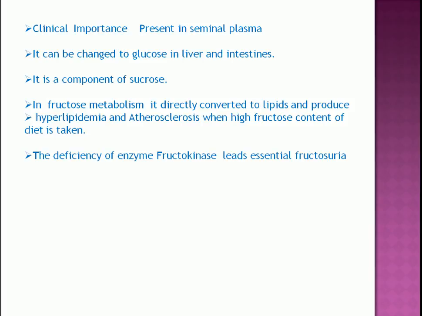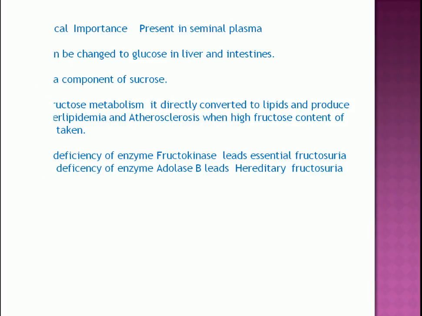The deficiency of the enzyme fructokinase. Do you know what a fructokinase is? Fructokinase is an enzyme involved in fructose metabolism, and its deficiency leads to essential fructosuria. The deficiency of another enzyme that is also involved in fructose metabolism, aldolase B, leads to hereditary fructosuria.